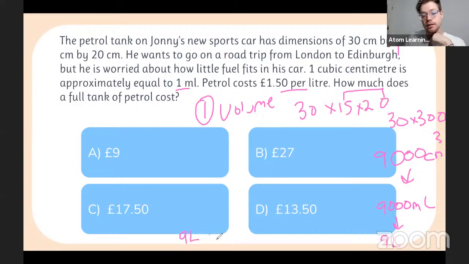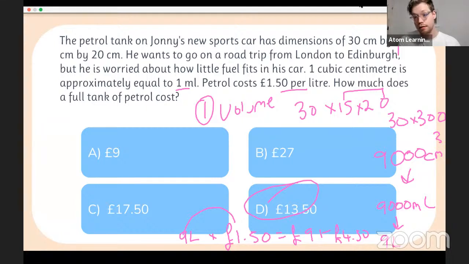So 9 liters times £1.50 is going to give us, so I'm going to do 9 times 1, which is £9, plus 9 times 50p, which is £4.50. So again, what I've done is I've just broken it down. I've done 9 times 1 to give me £9, and then 9 times 50 pence to give me £4.50. So then what I do is I add 9 and £4.50, which will give me £13.50. Let's see who got that.